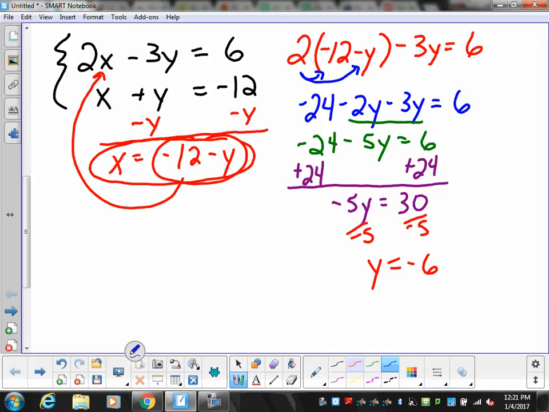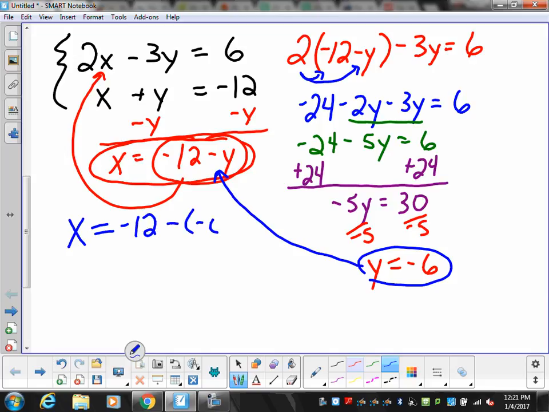Good. So we found the value for y. It's negative 6. So now we need to find the value for x. I'm going to plug the negative 6 back into our x equation. So x equals negative 12 minus a negative 6.